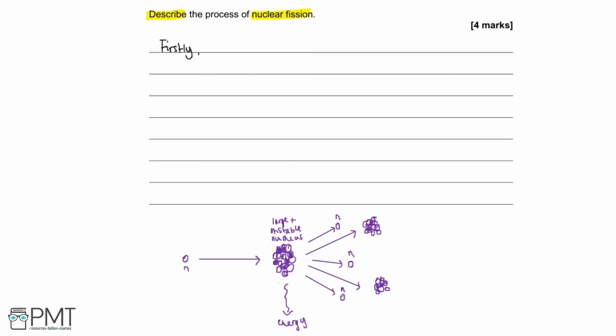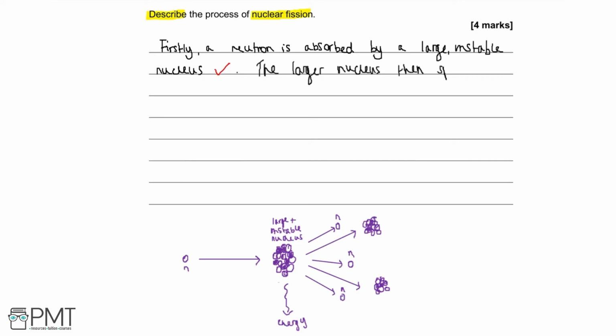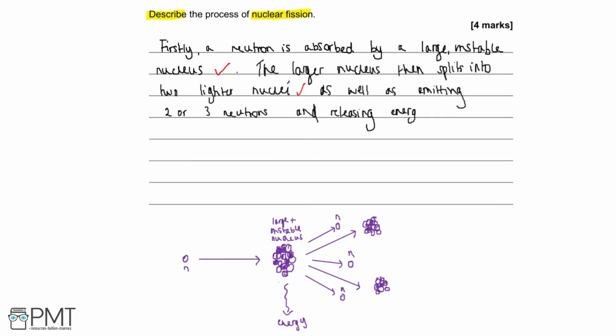So firstly, what we have is a neutron being absorbed by a large and unstable nucleus. We then get our next and final 3 marks by explaining what the products of this reaction are. So firstly, we need to say how there are 2 lighter nuclei that are formed, and how there are 2 or 3 neutrons that are also emitted, and finally that we have energy that is released.